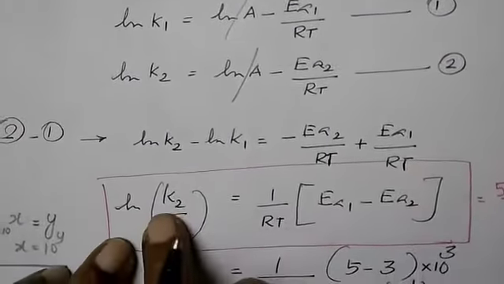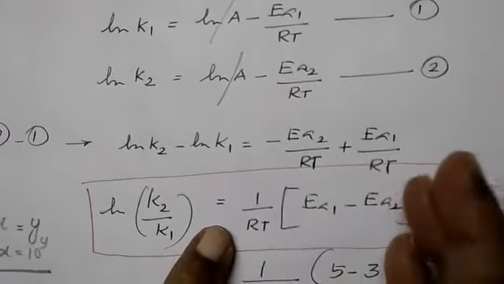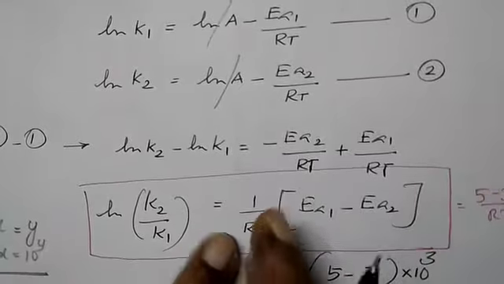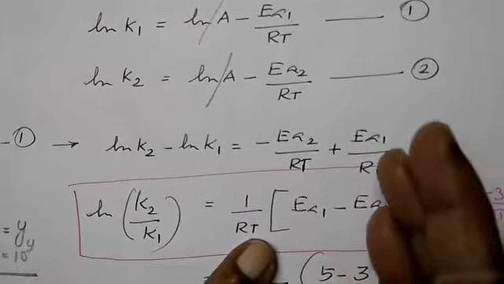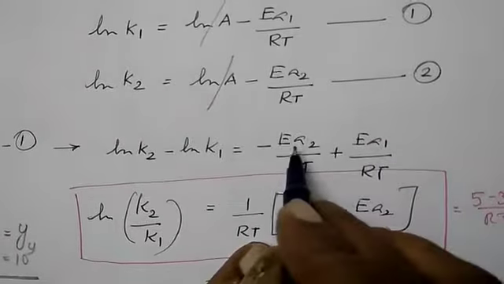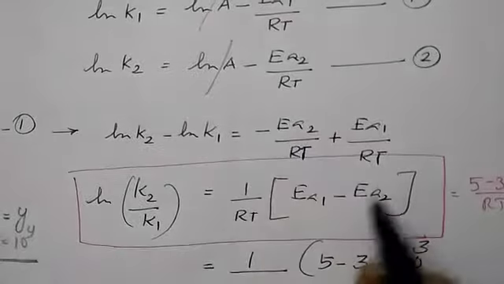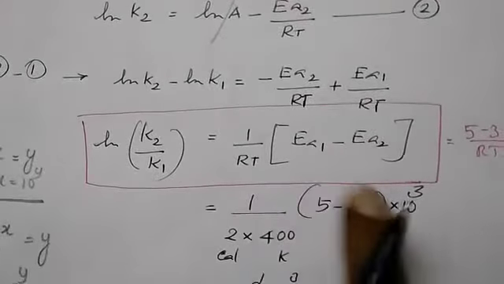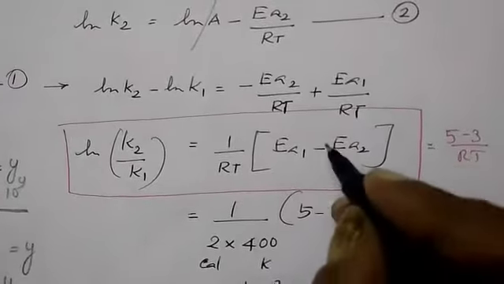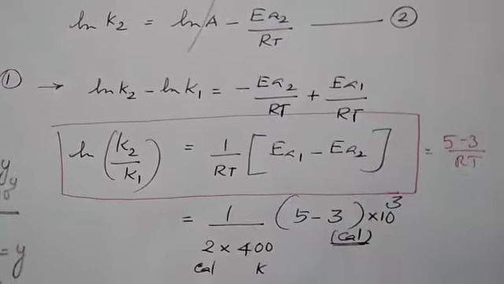Now you can write ln K2 by K1 is equal to 1 by RT, which is common, bring it out, and what we have is Ea1 minus Ea2, bring into the bracket. So the formula we have arrived at is ln K2 by K1 equals (Ea1 minus Ea2) by RT. Now let us substitute the values, Ea1 minus Ea2. What is the energy of activation?